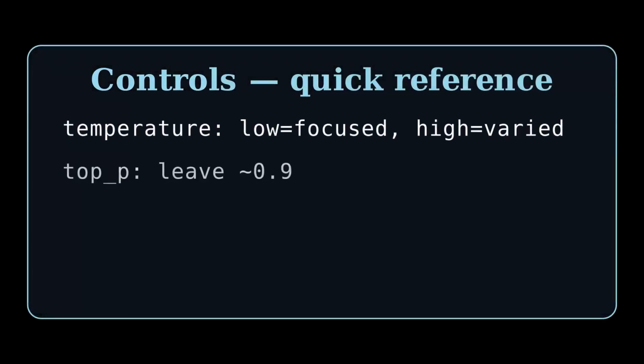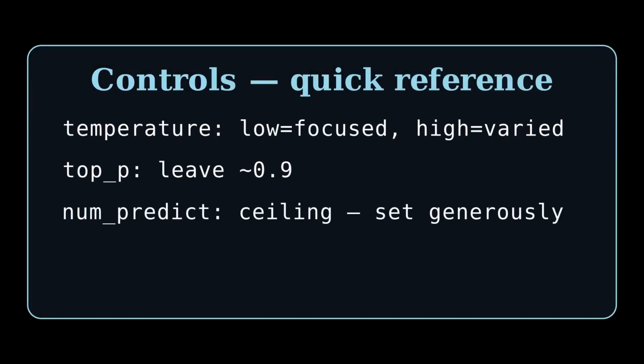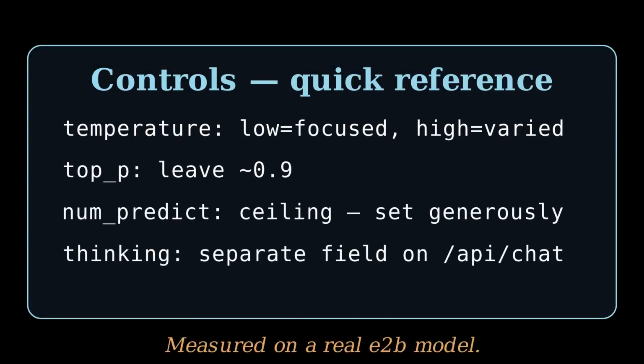Your quick reference. Temperature, low focused, high varied, top P, leave near 0.9. NumPredict is a ceiling, set it generously or get cut off. And thinking shows as its own field on the chat endpoint. We can run a model, size it, call it, and control it. Next, we start making it genuinely useful, moving toward real applications built on this foundation.